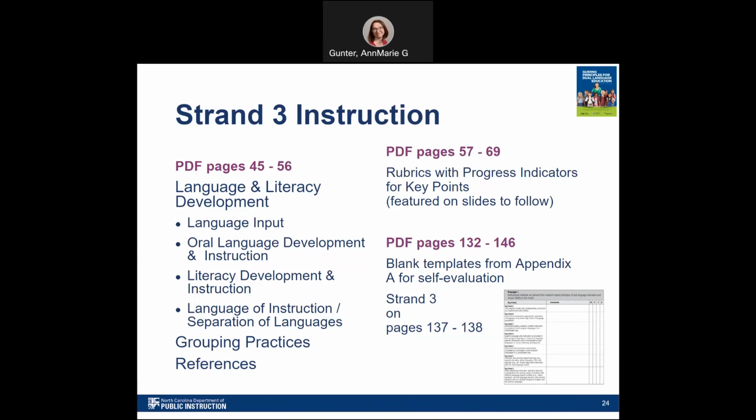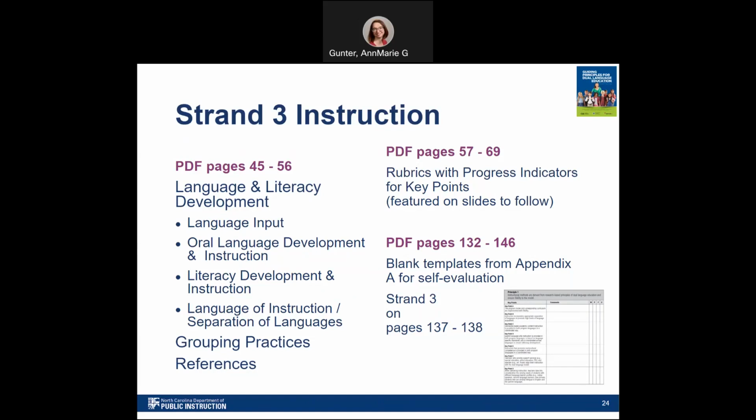What follows that overview of Strand 3 then are a series of rubrics. That's on PDF pages 57 through 69. These rubrics are where you'll find the progress indicators with those key points. That'll be featured on our slides to follow, and we'll tell you exactly which page you'll find each one on as you work through them.